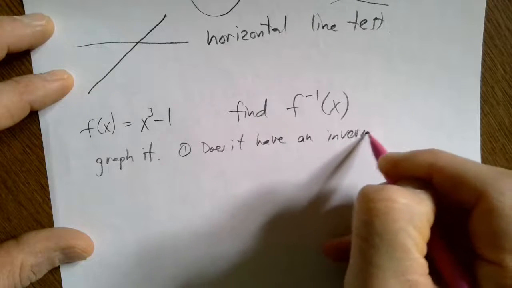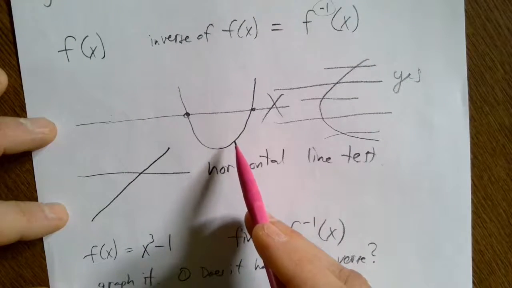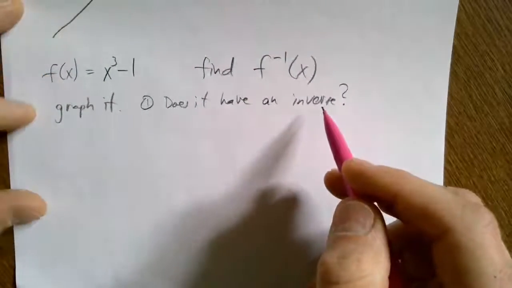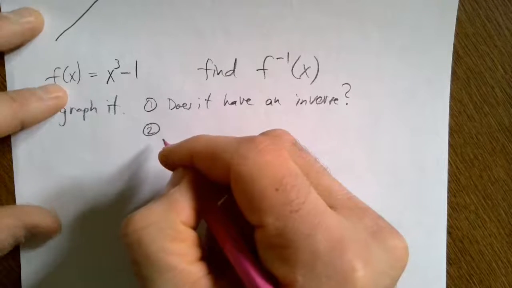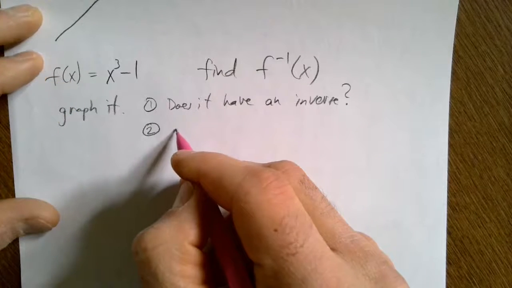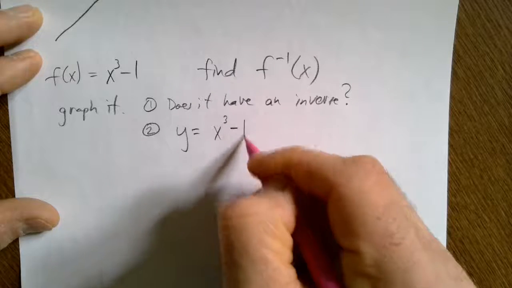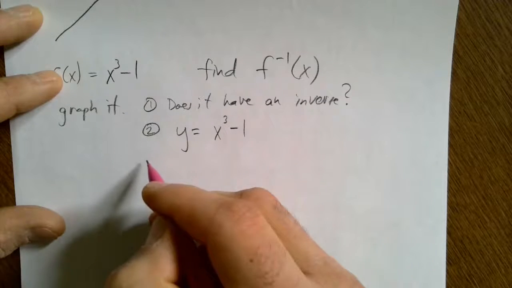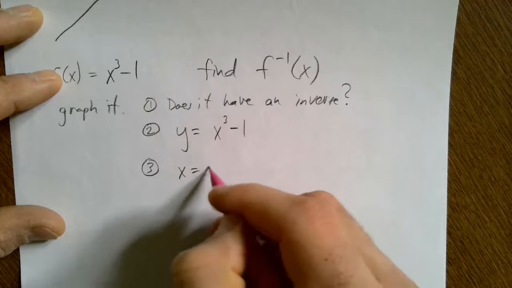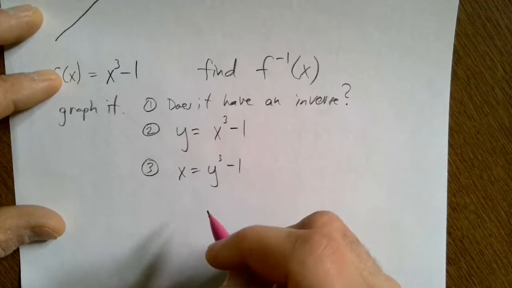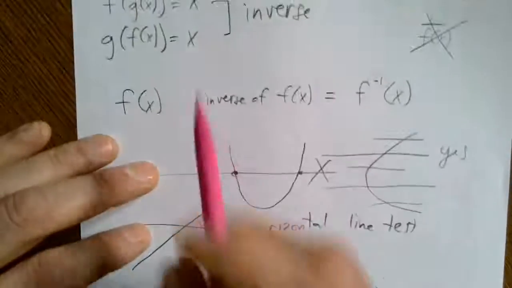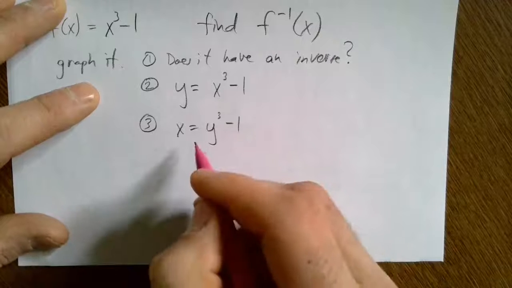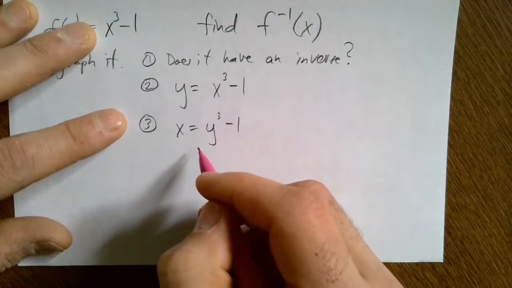Remember, if when you graph it, you see a parabola like this, it's not going to be inverse. There's not going to be an inverse for it. So step 1 is, does it even have an inverse? Okay, step 2 is change it to the y notation. So y equals x cubed minus 1. Then we're going to straight up swap the x and the y, because when we do an inverse, it always flips the x's and the y's. Okay, so switch the x and the y, then solve for y.